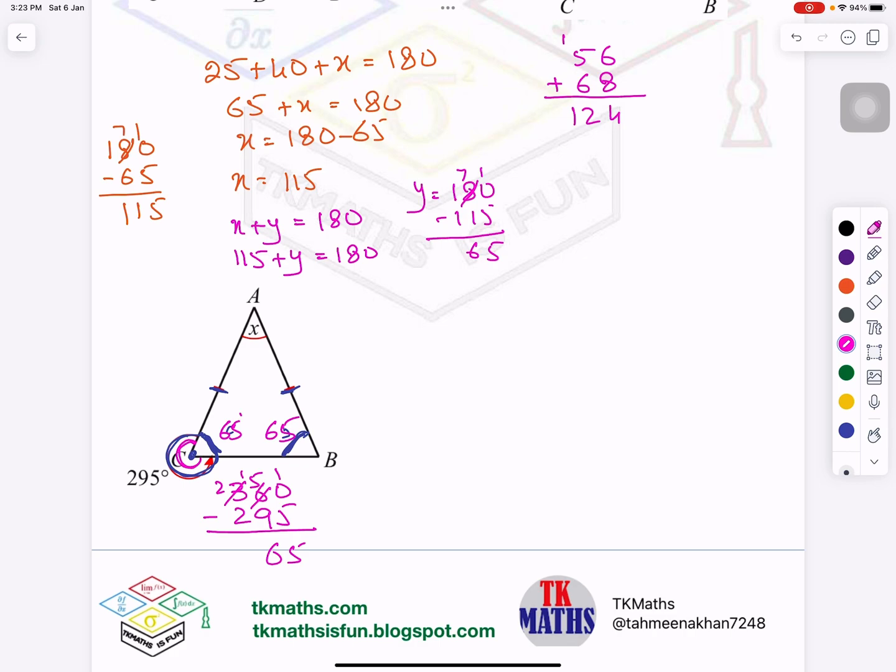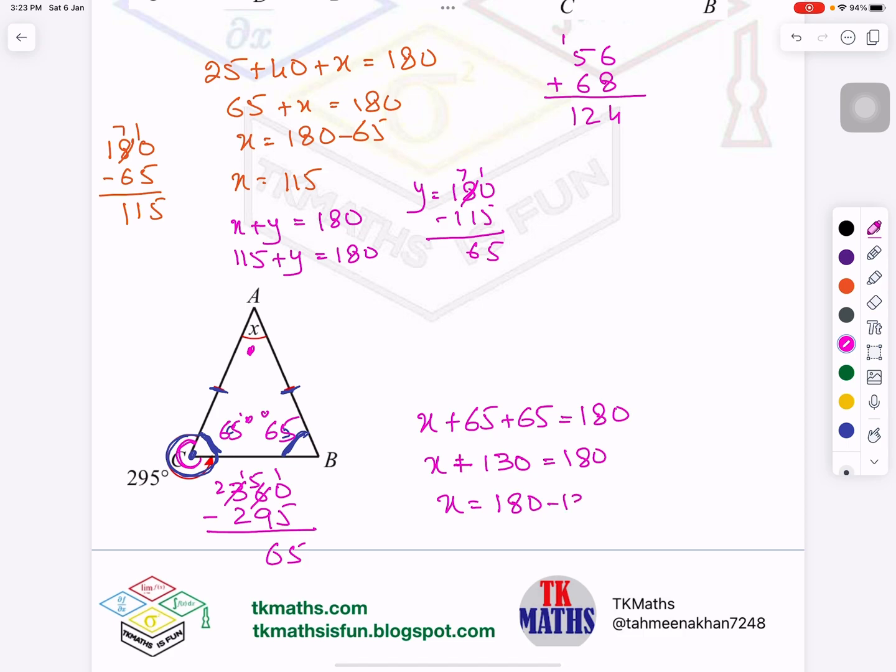After this, I can apply the property of angle sum in a triangle, because now these angles are in the triangle ABC. So I can do x plus 65 plus 65 equals 180. I hope you understand this. So after this I will subtract and I will get my answer. So I got my answer.